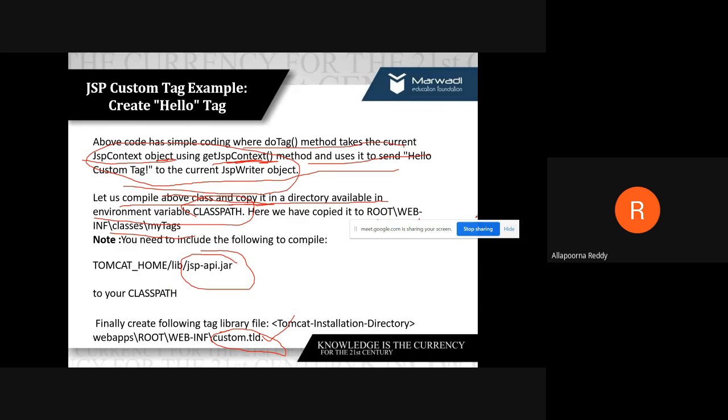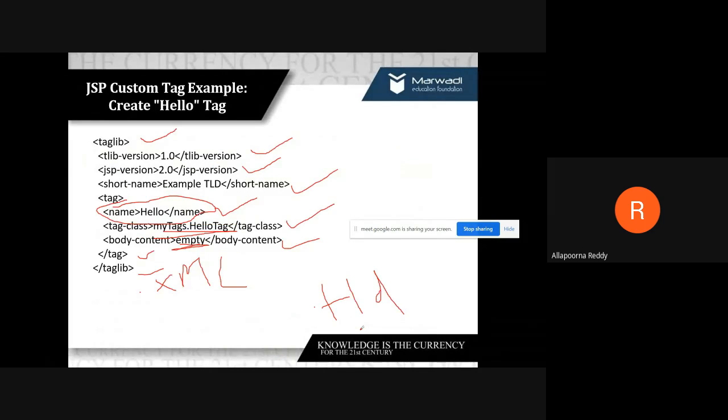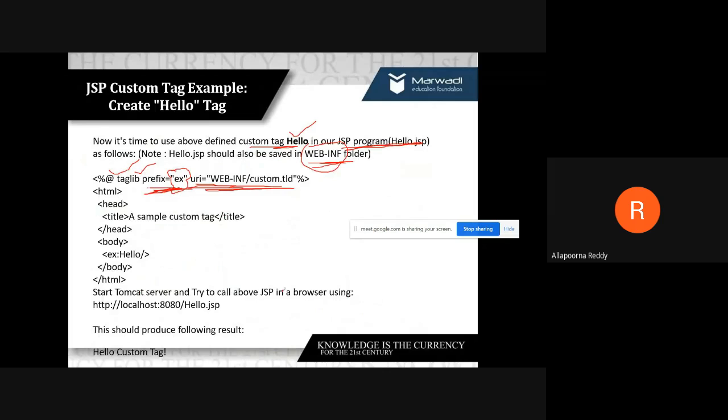Clearly we mentioned our custom.tld should be placed in a folder known as WEB-INF, and that WEB-INF consists of all the TLD folders or all TLD files. That is what we need to mention as a URL and close off. If you don't mention this, it will not find your path.